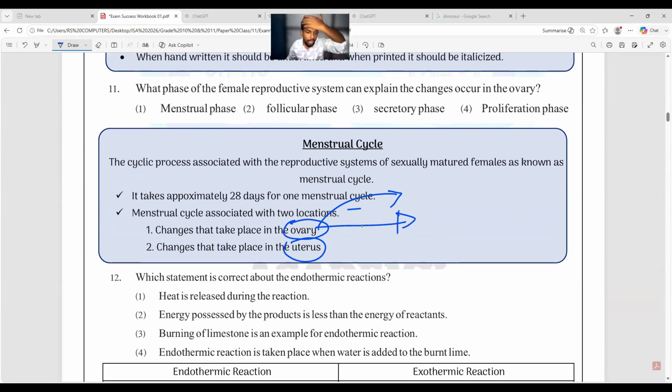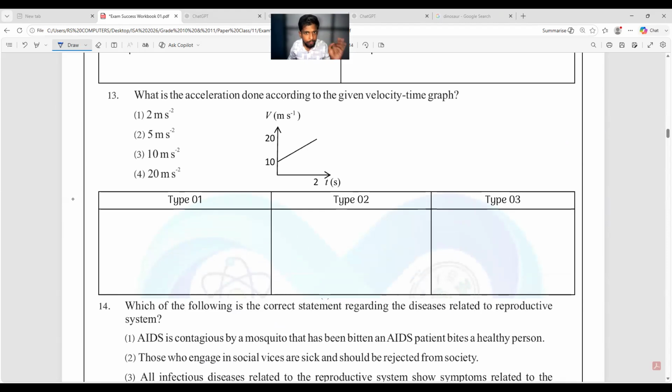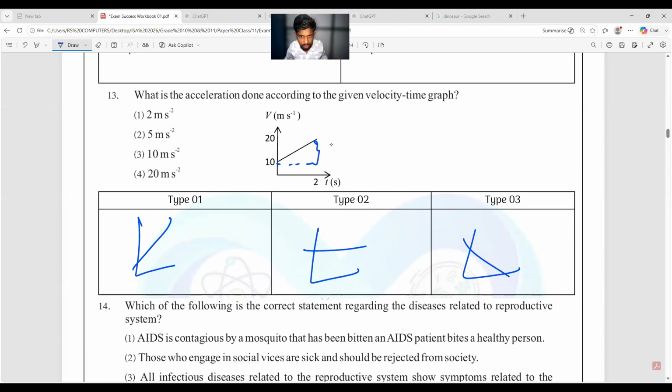You have written those things. And the changes happening in the uterus were divided into three parts: menstrual phase, secretory phase, proliferation phase. But if you don't have the idea regarding those things, it's okay, perfectly fine, don't worry. Just from this question, we have learned only the types and the stages. Question number 13, we have learned types of velocity time graph, acceleration, uniform velocity, deceleration, and how to find the acceleration from the velocity time graph. We want to divide the rise over run.